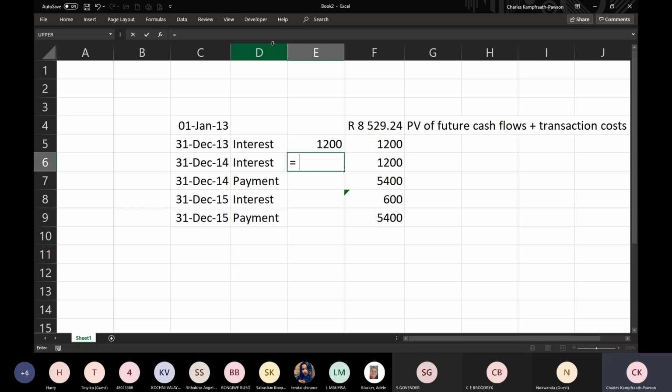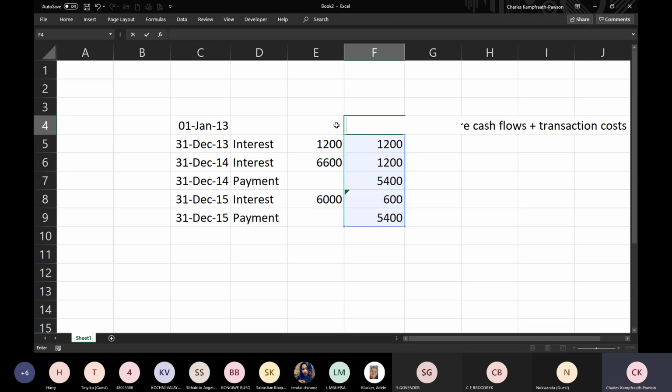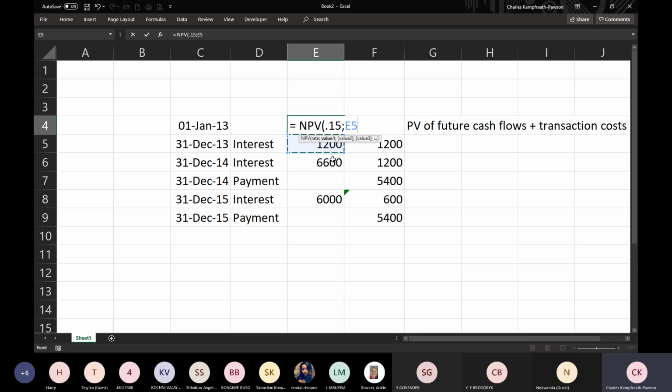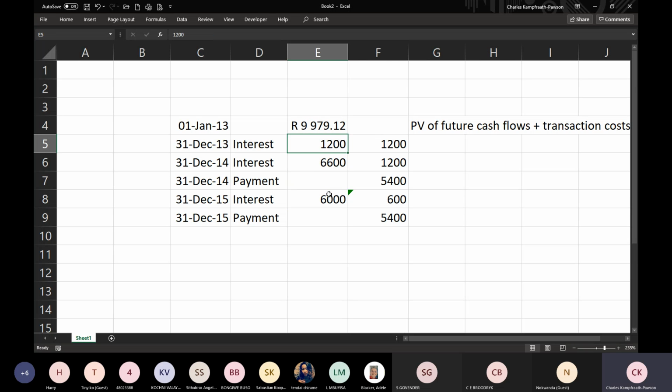For the 2014 year, it was that plus that. For the 2015 year, it will be that plus that. So equals NPV. We use 15%. There we go.